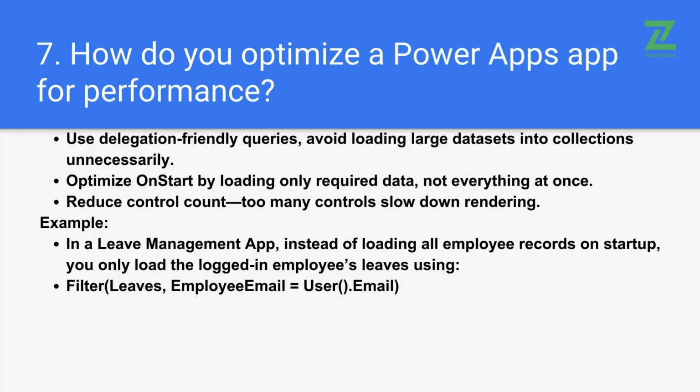How do you optimize a Power Apps app for performance? Use delegation-friendly queries. Avoid loading large datasets into collections unnecessarily. Optimize OnStart by loading only required data, not everything at once. Reduce control count. Too many controls slow down rendering.